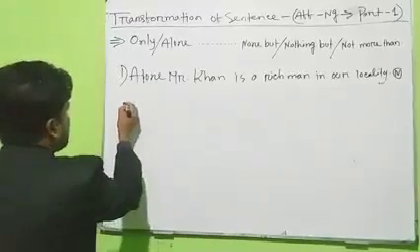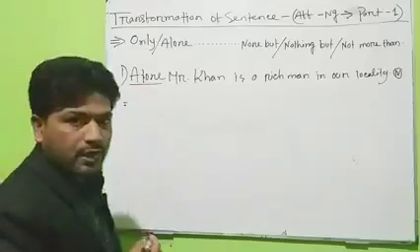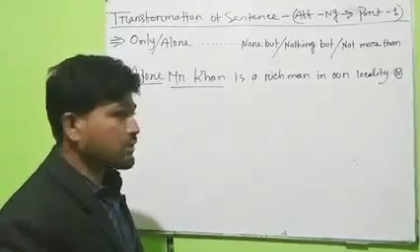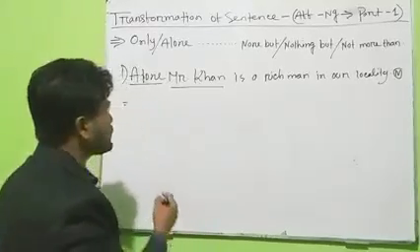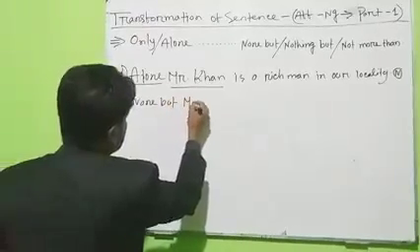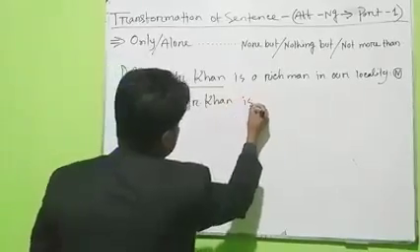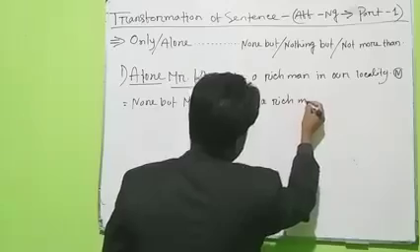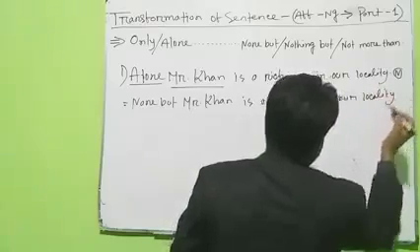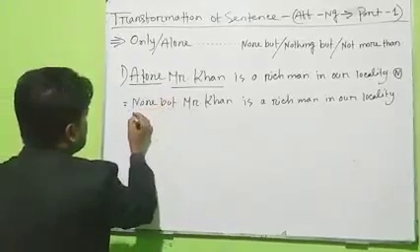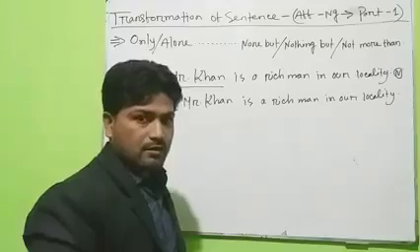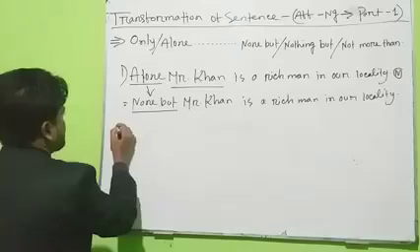Okay, dear learners, now look at the example. Here the word alone indicates the subject Mr. Khan. Here the subject Mr. Khan is a person. So if the subject indicates a person, to make it into negative, you have to use none but instead of alone. None but Mr. Khan is a rich man in our locality. Okay, dear learners, instead of alone, we use here none but. In this way, you have to make it negative.